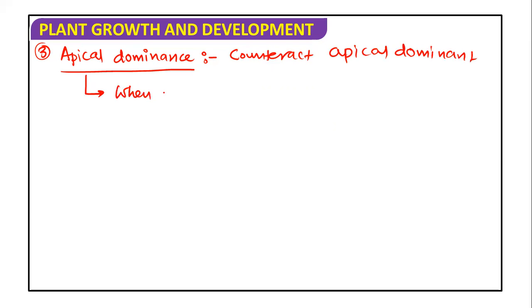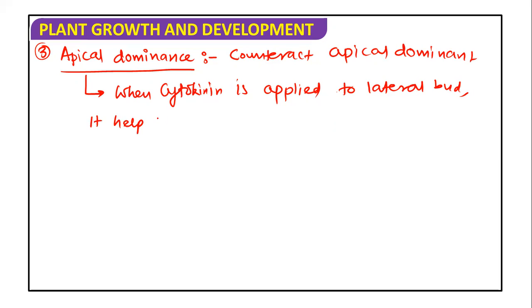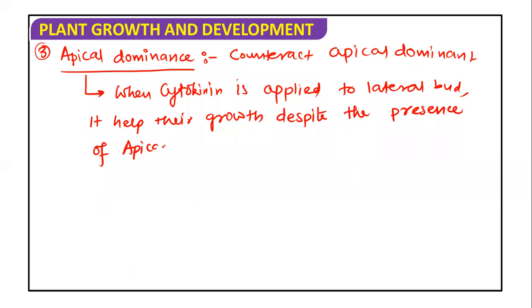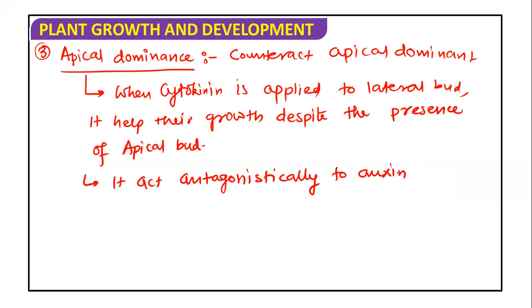It means when cytokinin is applied to a lateral bud, it helps their growth or allows their growth despite the presence of the apical bud. So we can say cytokinin acts antagonistically to auxin in reference to apical dominance. Okay.